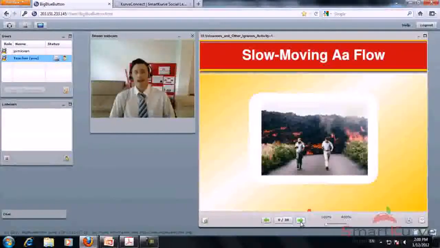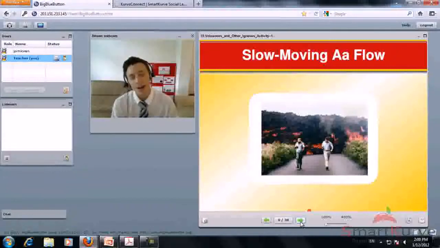And there, that slow-moving lava. You can see there are two geologists. They're on slide 9, either very brave or very stupid. Maybe a combination, but they're walking in front of a lava flow. And they're able to do that because that lava is moving very slowly. Remember, it's moving very slowly because it's very high viscosity lava.